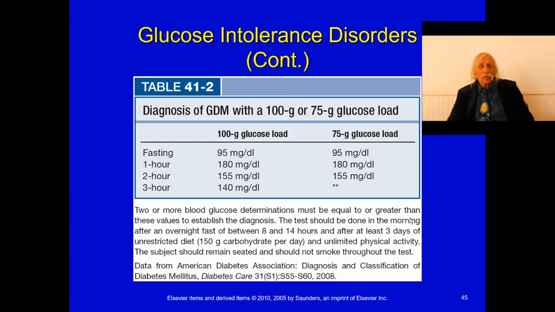So you can see this is what's normally done in the clinic in an outpatient setting. Unlimited physical activity is allowed, of course, because it's not going to be involved in the short-term glucose intolerance tests. And again, this comes right out of the American Diabetes Association, which is part of the NIH, actually.